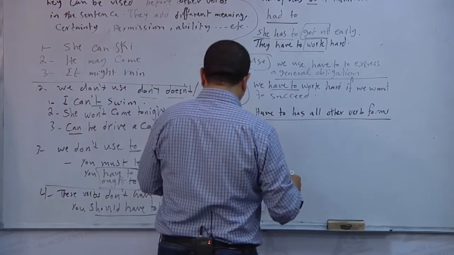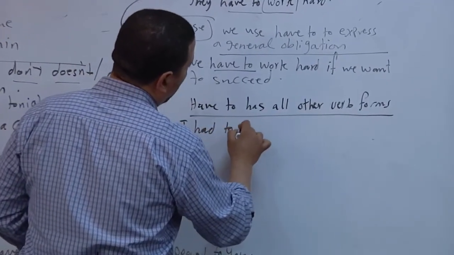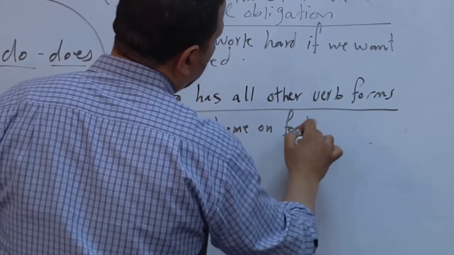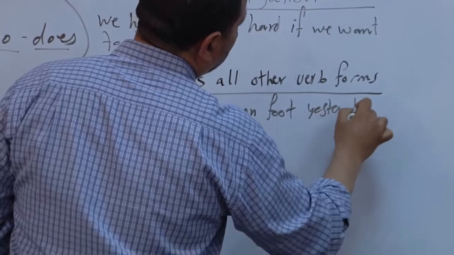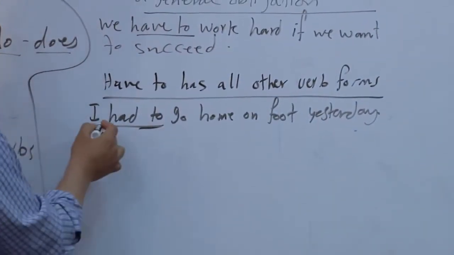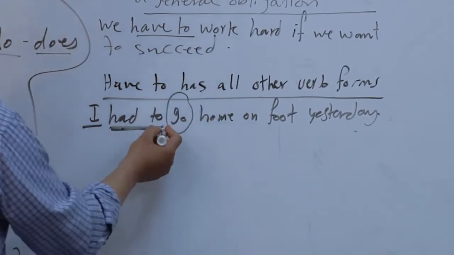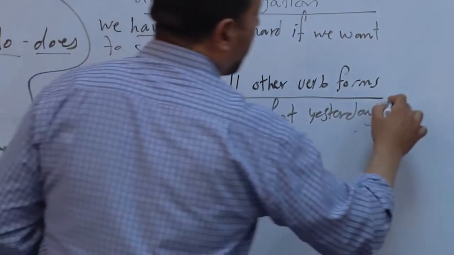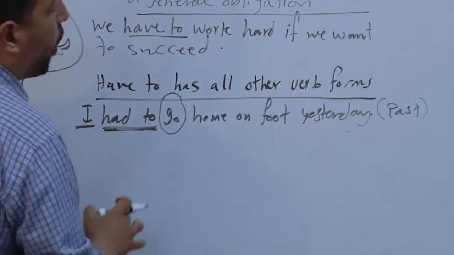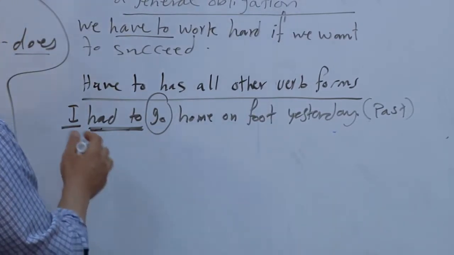Let's have an example. I had to work hard. I had to go home on foot yesterday. I had to. This is the subject. Had to is the modal verb. Go. So this is in the past form. I had to go home on foot yesterday.